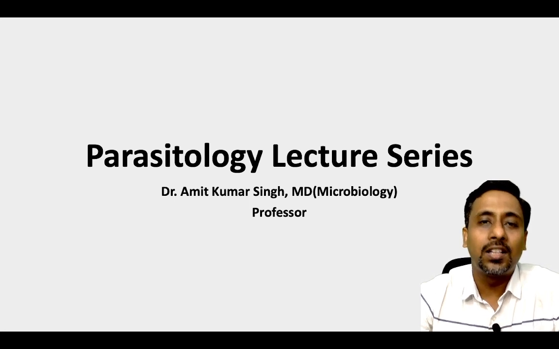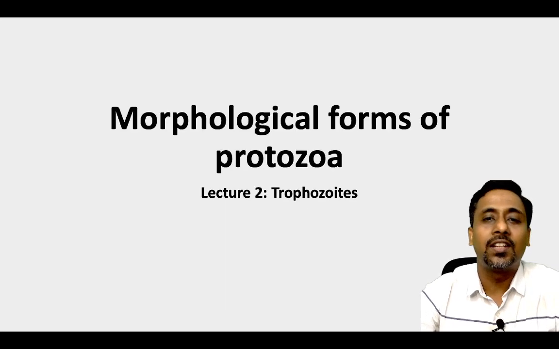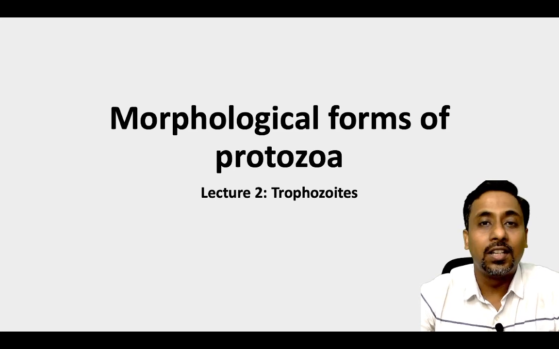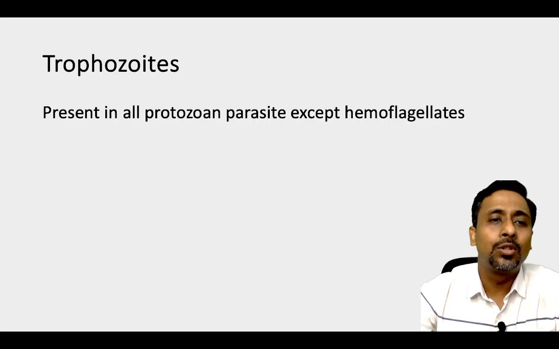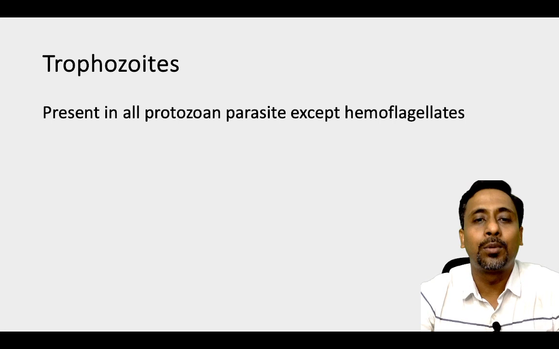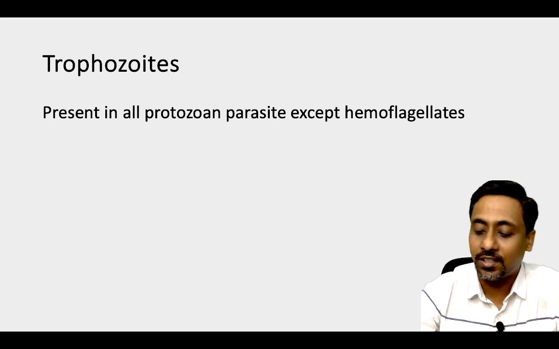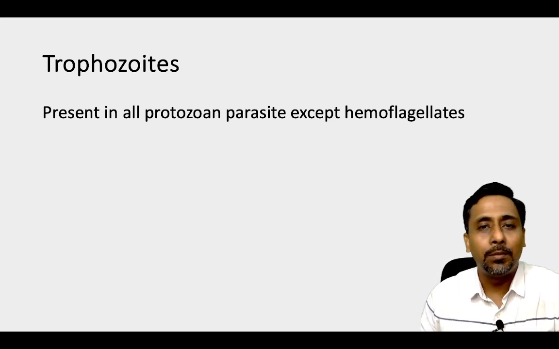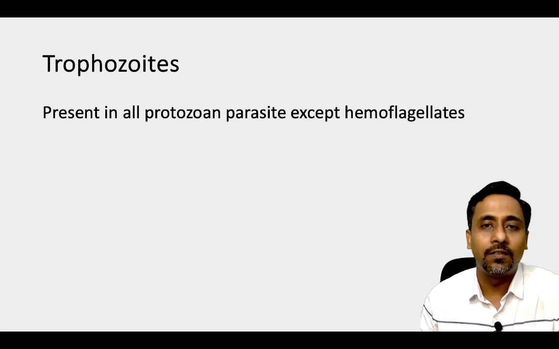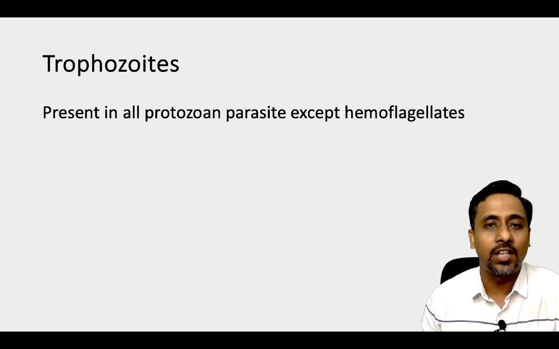So what are the protozoan parasites in which we can see the trophozoite forms? Trophozoites are present in all protozoan parasites except hemoflagellates. So amebs, that is intestinal, free living, lumen dwelling flagellates, sporozoa, that is hematozoa and coccidia, and ciliates, all of them contain the trophozoite as their morphological form. But hemoflagellates, that is leishmania and trypanosoma, do not have trophozoite forms.